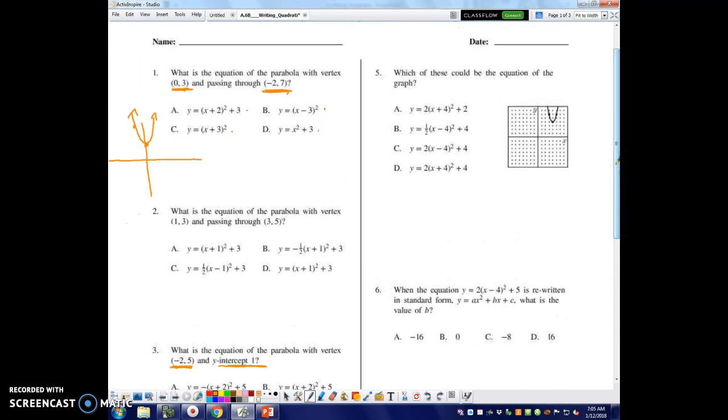Number 5, which of these could be the equation of the graph? You will type in each one into y equals and find the one that matches the graph.